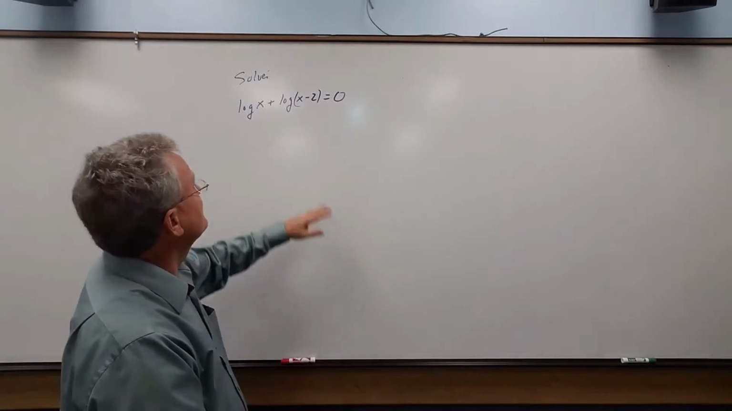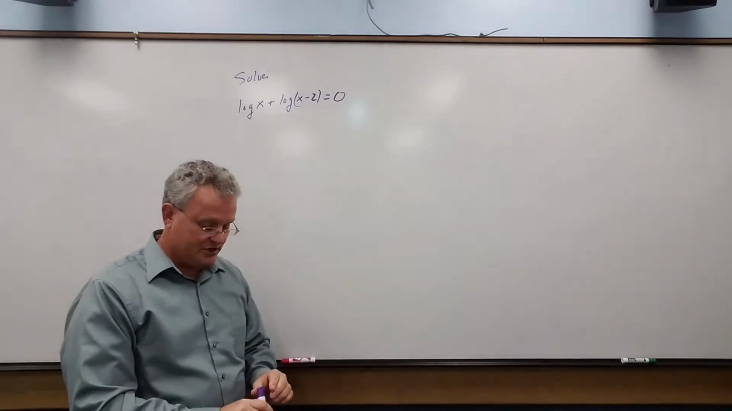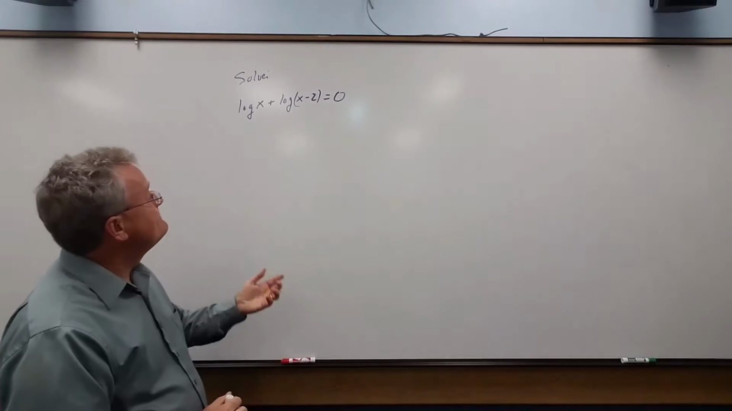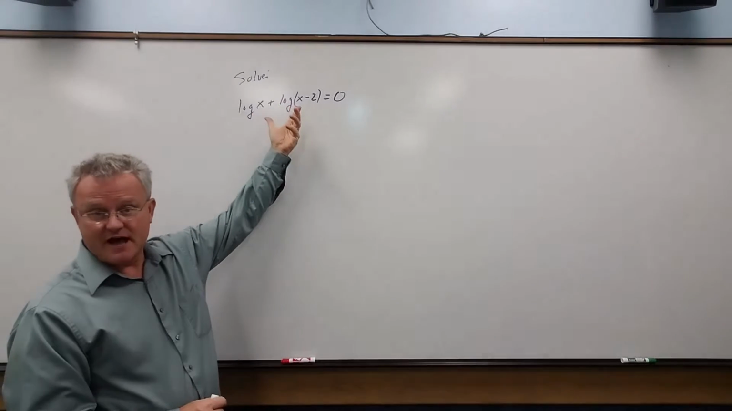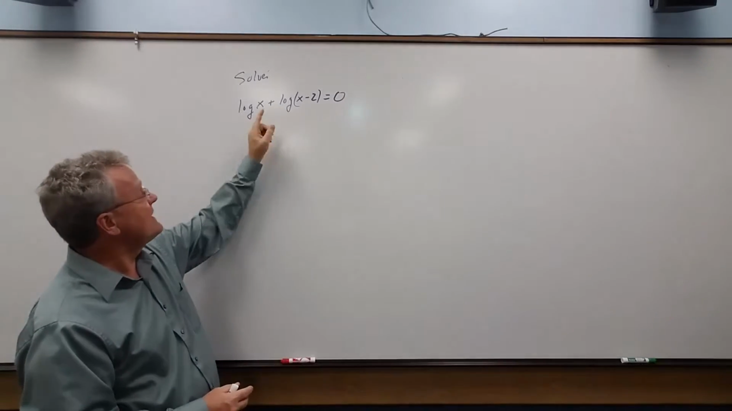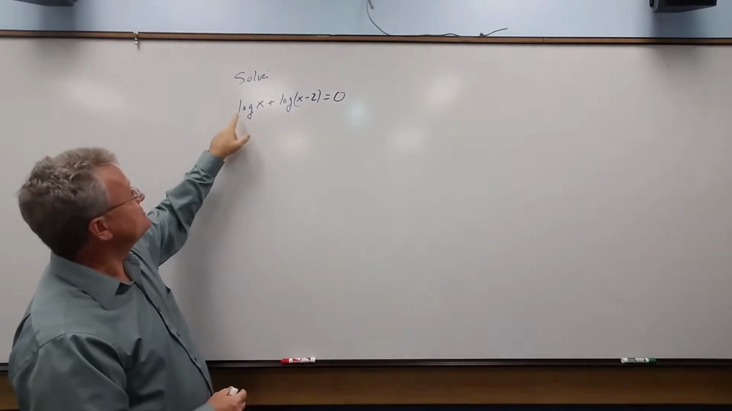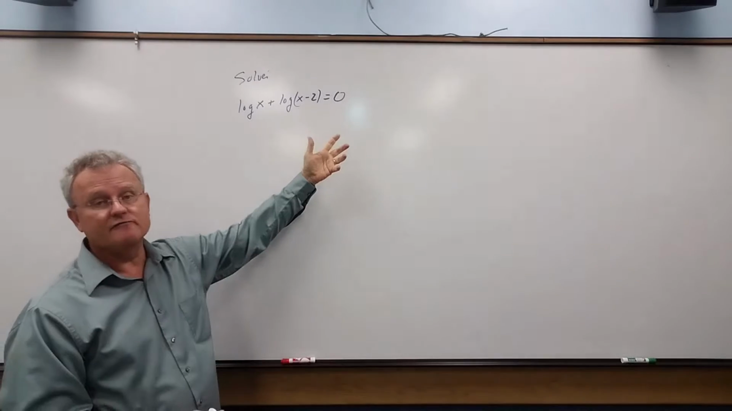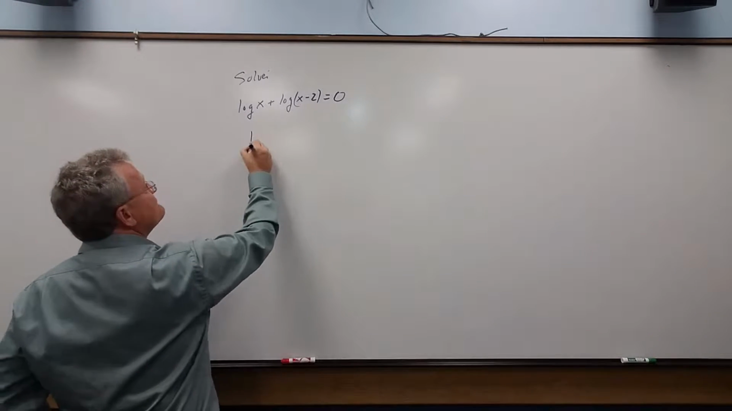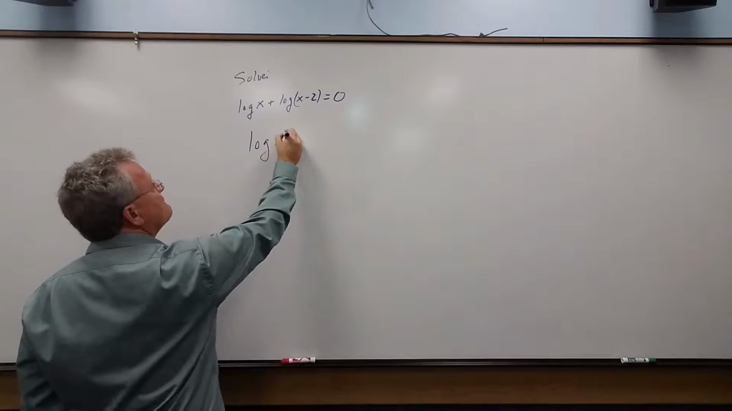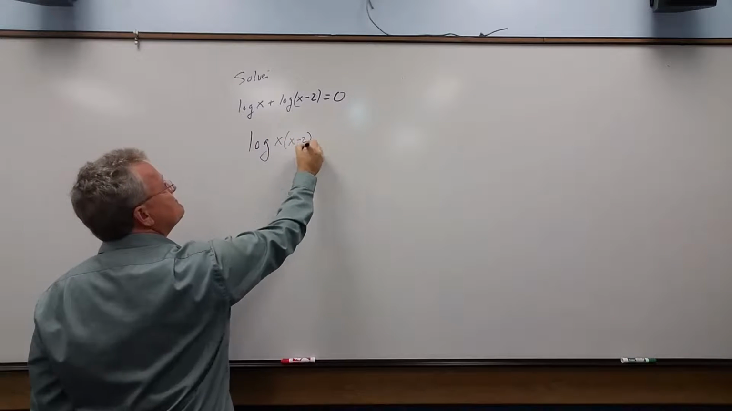Okay, so in this example, we're going to solve this logarithmic equation. The first step is we want to simplify the left-hand side. Using the properties, the log of A plus the log of B is the log of A times B. So the left side simplifies to the log of x times x minus 2.